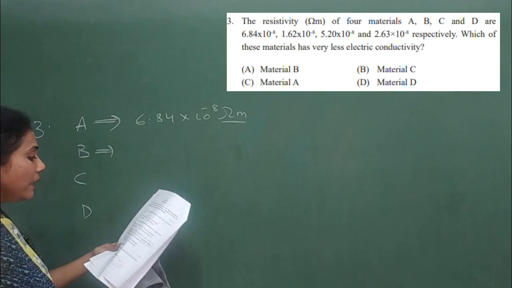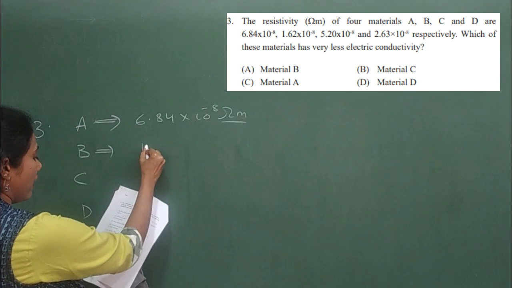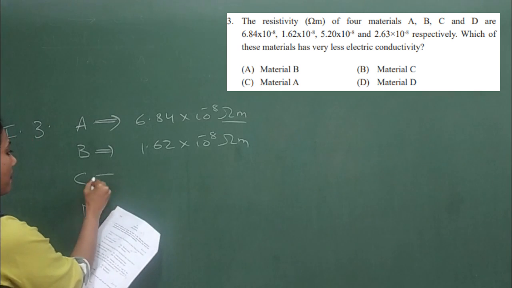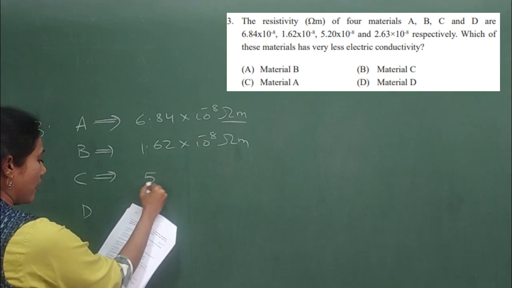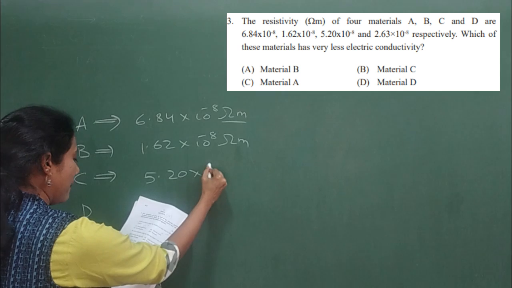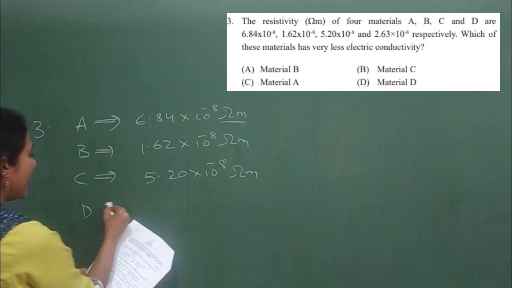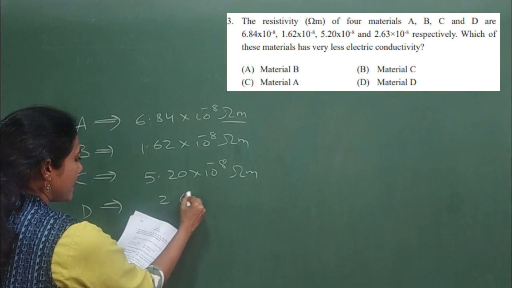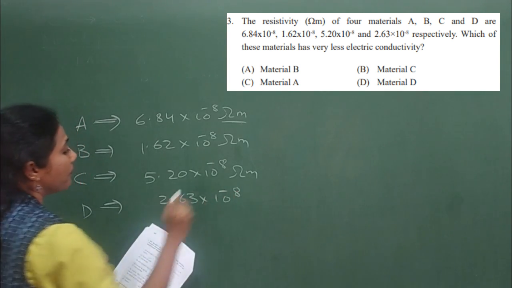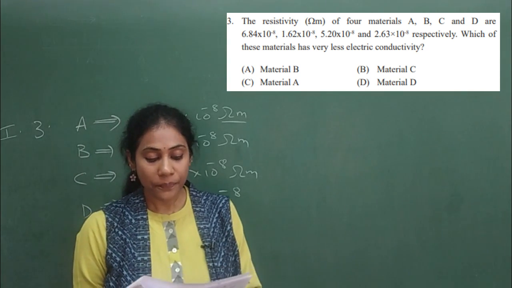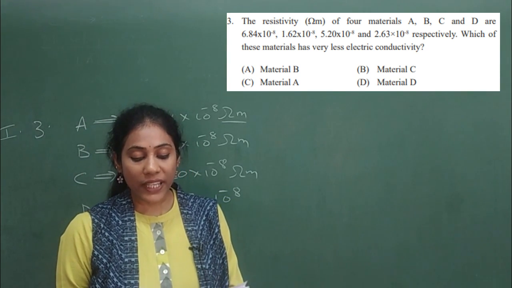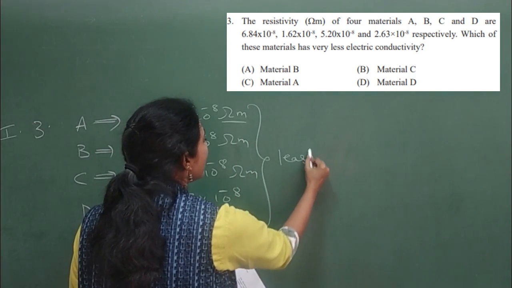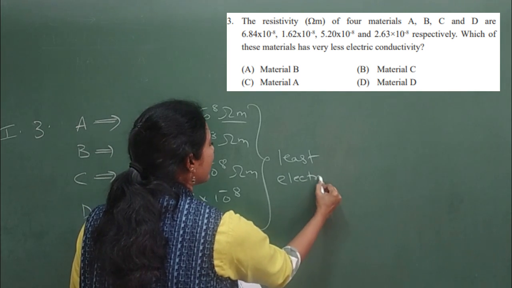And material B has got a resistivity of around 1.62 into 10 power minus 8 ohm meter. Whereas material C has got resistivity of around 5.20 into 10 power minus 8 ohm meter, and material D has got resistivity 2.63 into 10 power minus 8. Okay, and what they are asking you is which of these materials has very less electric conductivity. So you have to select the one which has least electric conductivity.